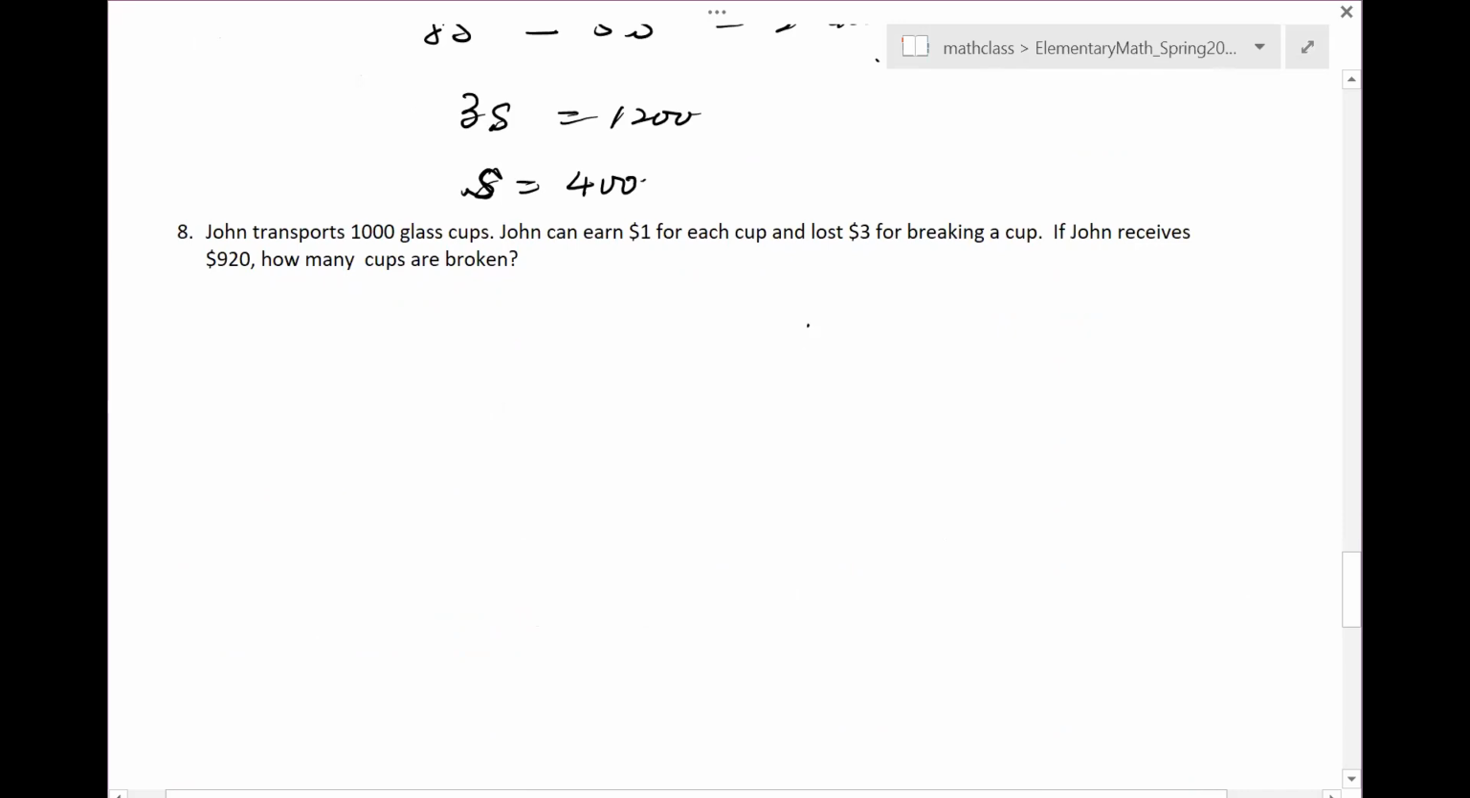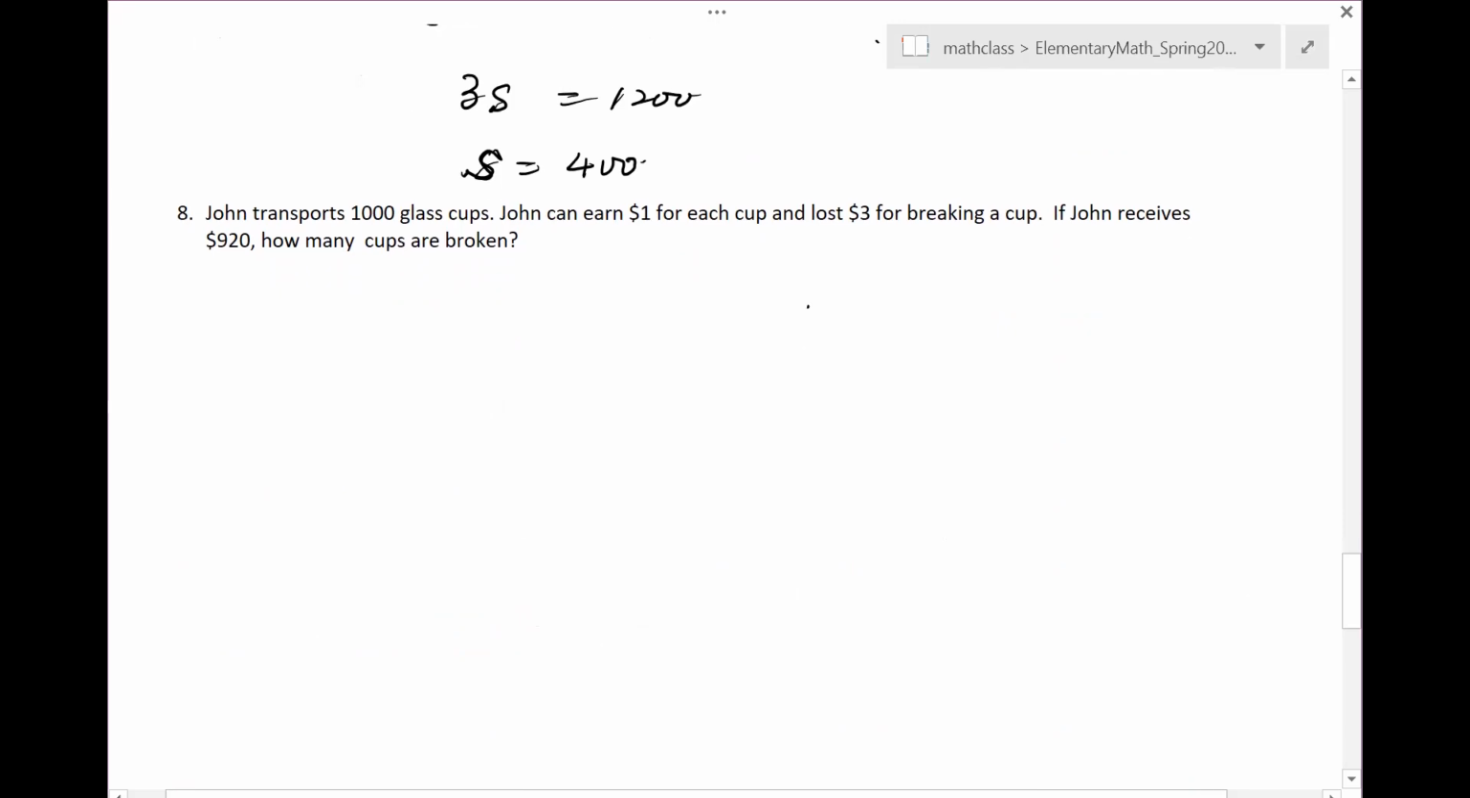This problem is very similar to the chicken leg problems, and you can use two different ways to solve it. John transports 1,000 glass cups. John can earn $1 for each cup and loses $3 for breaking a cup. If John receives $920, how many cups are broken?